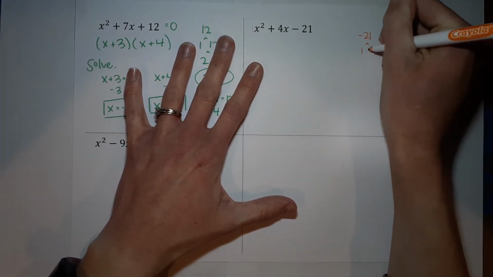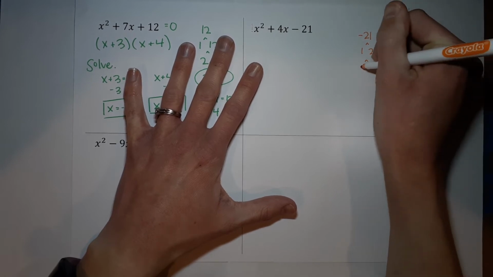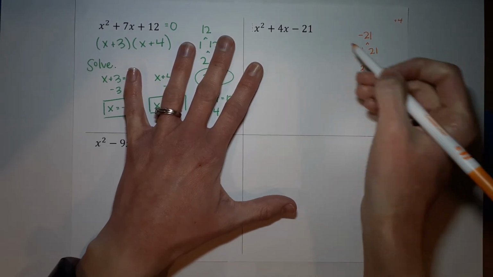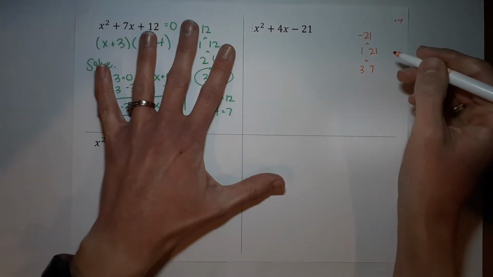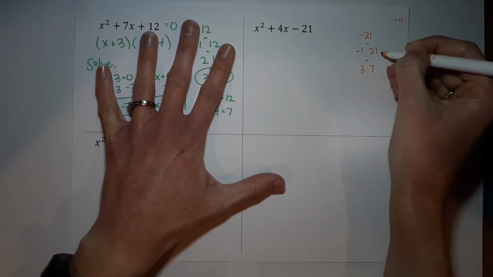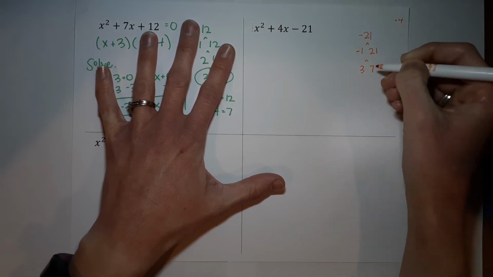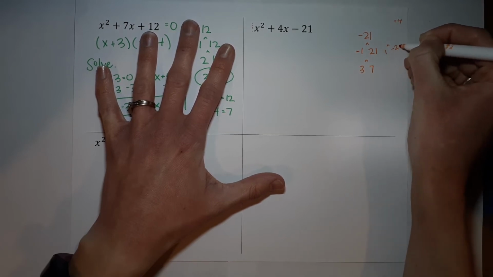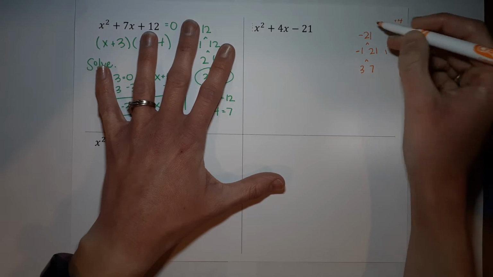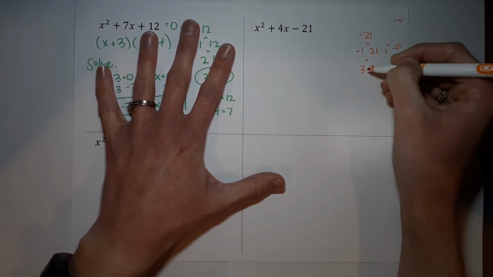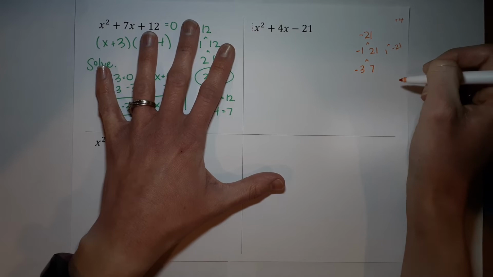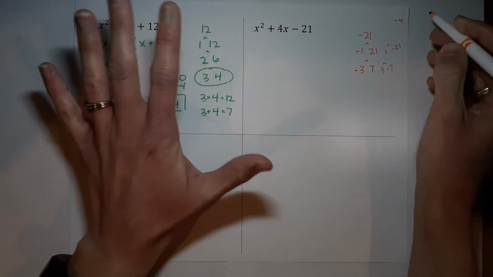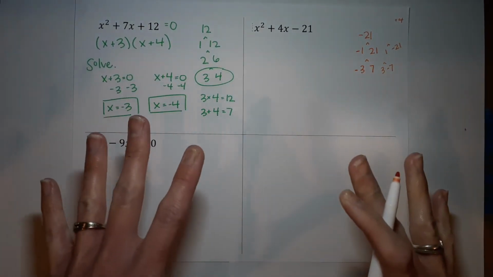So 1 times 21 and 3 times 7 give me 21, but I need a negative 21. So that gives me a couple more possibilities. I could have negative 1 times 21, or I could have 1 times negative 21. Does that make sense? Those are both going to give me negative 21. I can have negative 3 times 7, which gives me negative 21, or 3 times negative 7. Okay, you're just switching where the negative is.